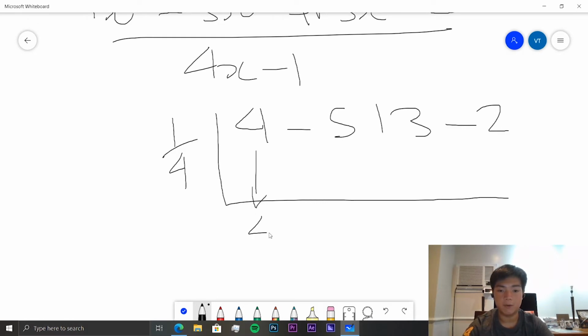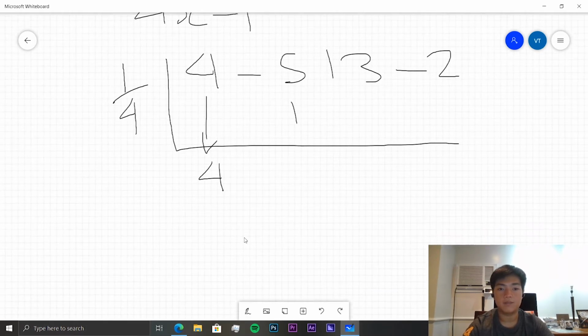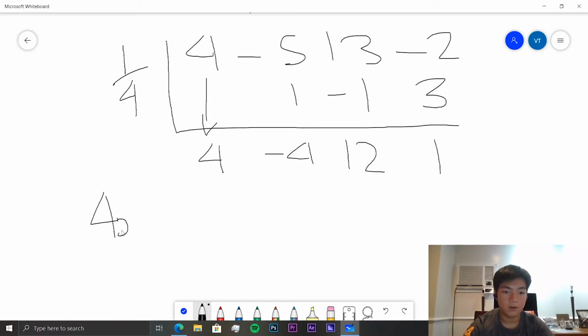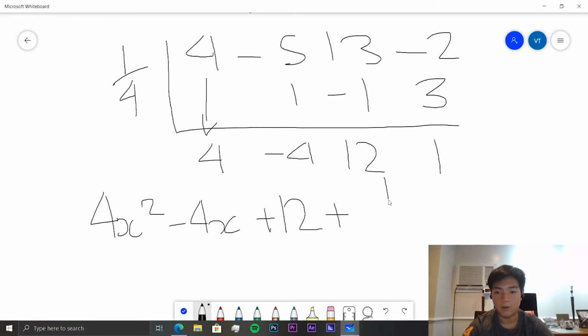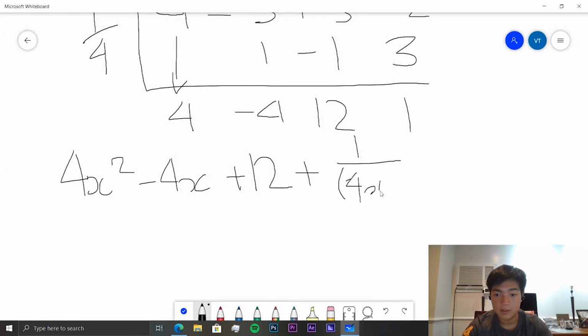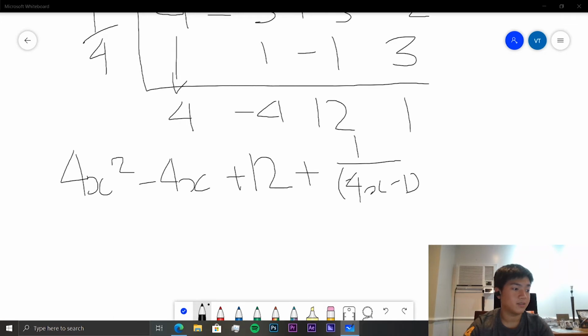So let's do this. First of all, we drop 4 down. 4 times 1/4 is 1. So we have 1 over here. 1 plus negative 5, negative 4. Negative 4 times 1/4, negative 1. 13 plus negative 1, 12. 12 times 1/4, 3. Negative 2 plus 3, 1. So our final polynomial is 4x squared minus 4x plus 12 with a remainder of 1. So plus 1 over 4x minus 1.